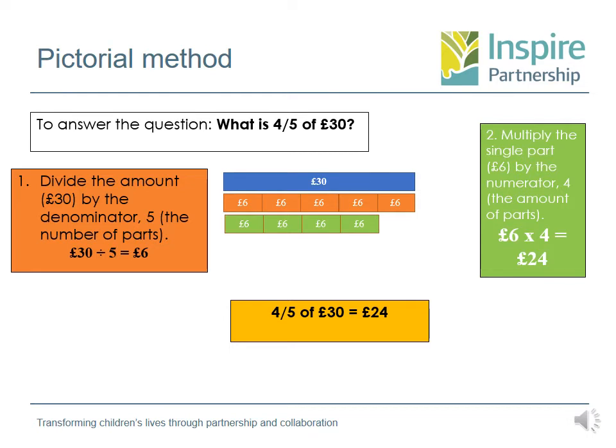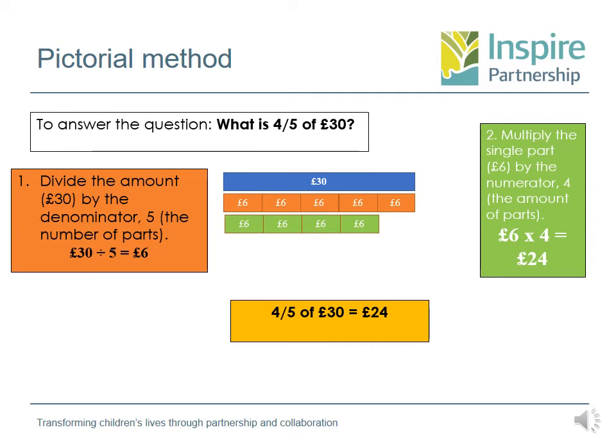When you're coming to do the pictorial section, draw your top bar. In my image, it's a blue bar, which has got £30 because that's the whole. If you look at the question, what is 4/5 of £30? £30 is my whole. Then you need to divide that down. So underneath, you would need to see what your denominator was, which is your bottom number. How many parts are there to it? In this case, it's 5, which is why there are 5 orange boxes. You need to calculate the sum 30 divided by 5, which is 6.